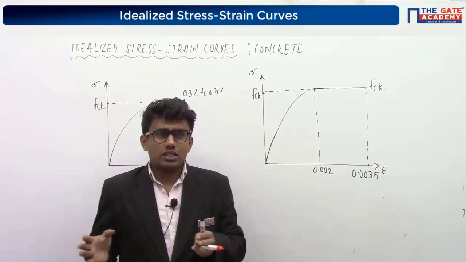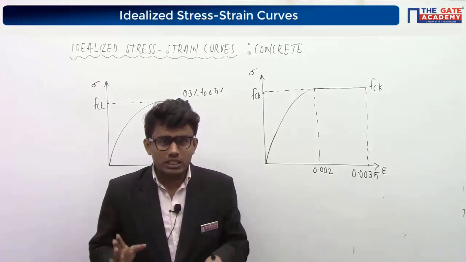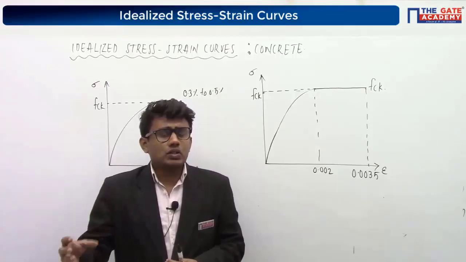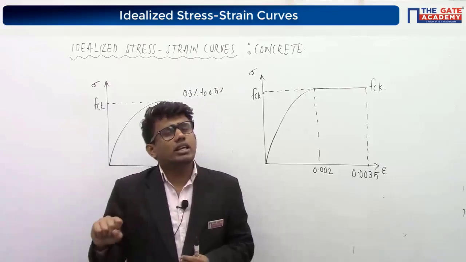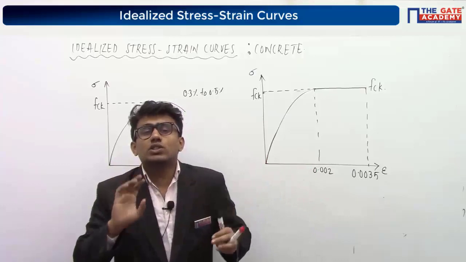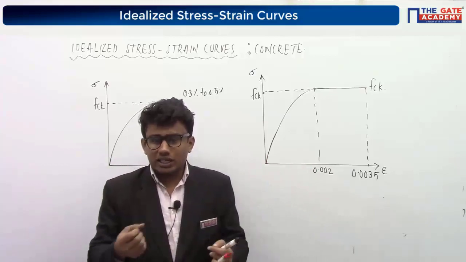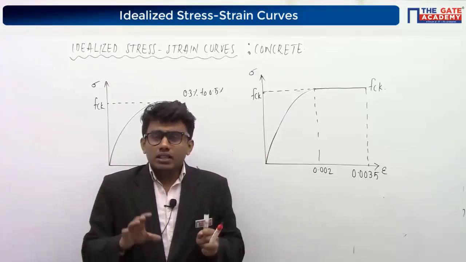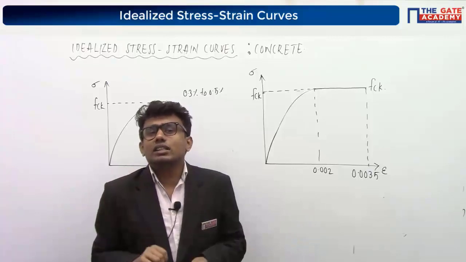We know the equation FCK is equal to Fm minus 1.65 sigma. And the compressive strength I obtained in that cube will be much different from the compressive strength of the actual structure due to a factor called slenderness ratio. You don't have to remember that. But this difference I have to consider in the design.